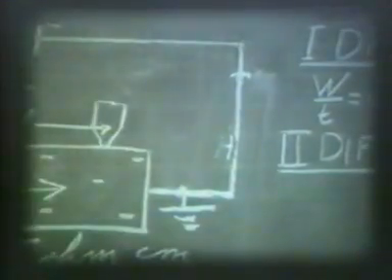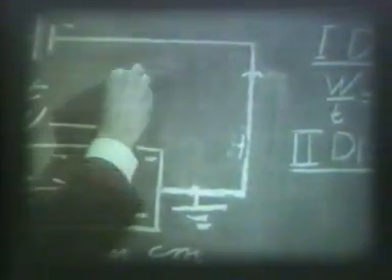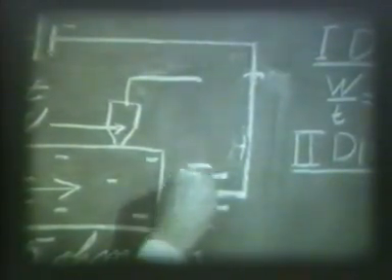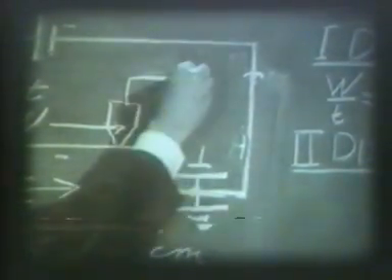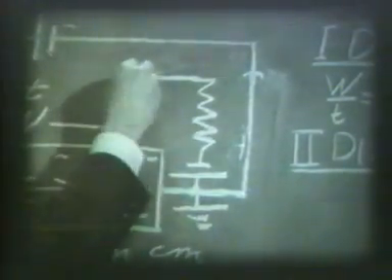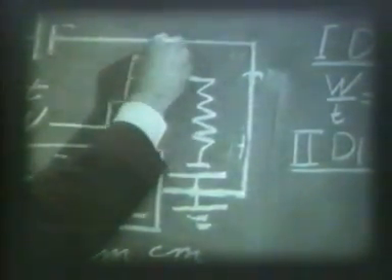To use the point as a detector, we provide a reverse bias and use a resistor to show current changes, and we provide a connection to the vertical scope input here.